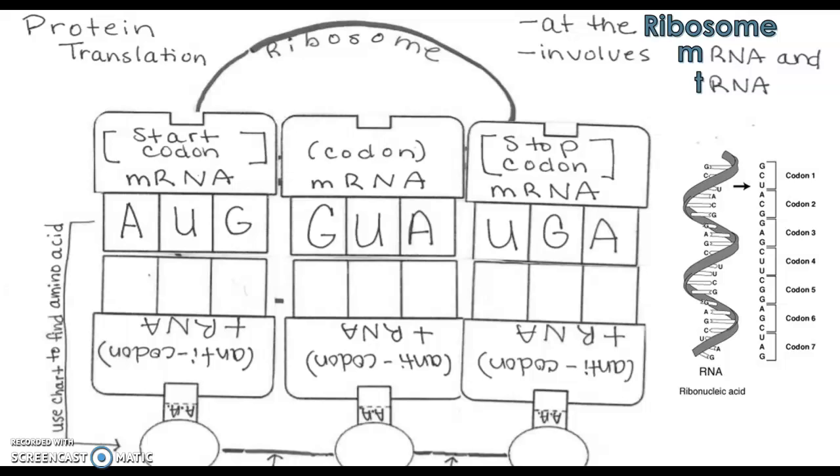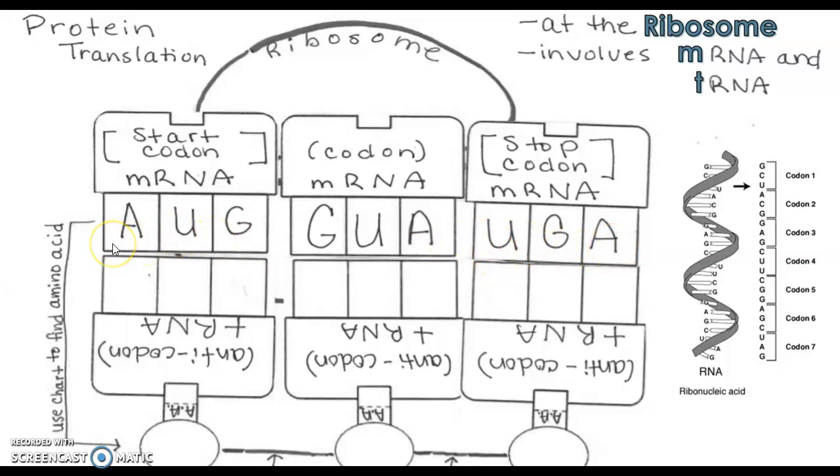So what I have here for you is just a little practice that we'll run through to show you how this translation works. And just like replication and transcription on paper, it's really easy. So we're looking at this little genetic sentence here on our messenger RNAs. Remember, M is for messenger. And we have AUG, GUA, and UGA.